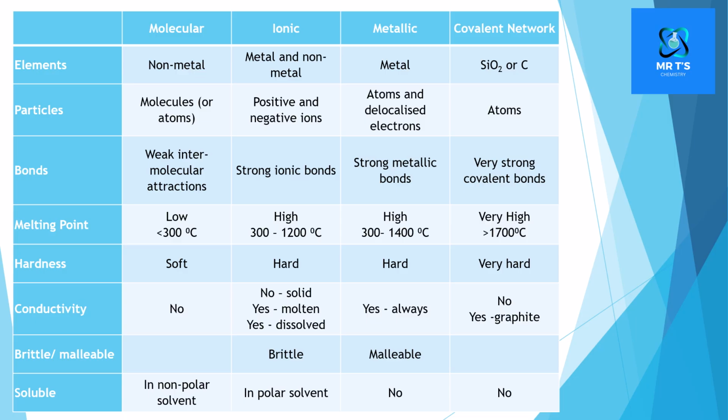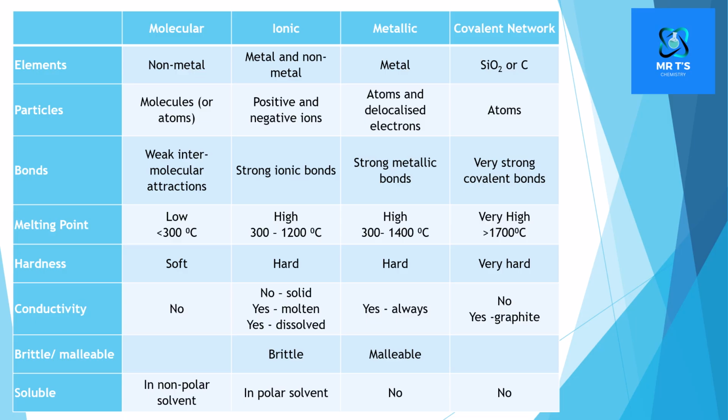Okay, the bonds. Molecular, weak intermolecular attractions. Remember, they're weak and they're intermolecular. Ionic, ionic bonds. Metallic, metallic bonds. Covalent network, covalent bonds. So really, we're just looking at their name once you've identified what it is. We don't have to give the descriptor if we were just explaining in a table, but we do have to describe them when we're writing a paragraph explanation.